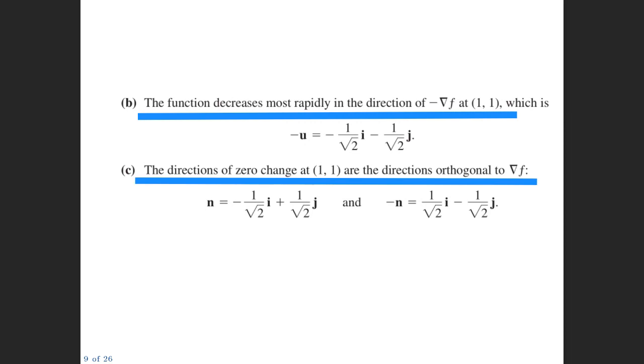And the directions of zero change are the directions orthogonal to nabla f. The directions where the angle between n and nabla f is 90 degrees. So that must be minus 1 over root 2 i plus 1 over root 2 j, and minus that vector.